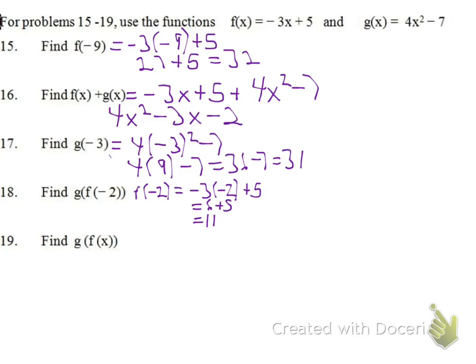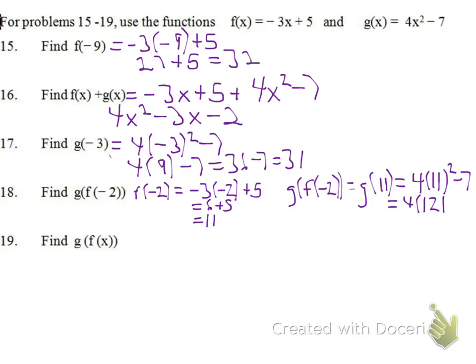Now, to get g of f of negative 2, we're going to substitute in and make it g of what f of negative 2 was, 11. So that is 4 times 11 squared minus 7. Now 11 squared is 121. 4 times that is 484. And that's, of course, minus 7, so we get 477.